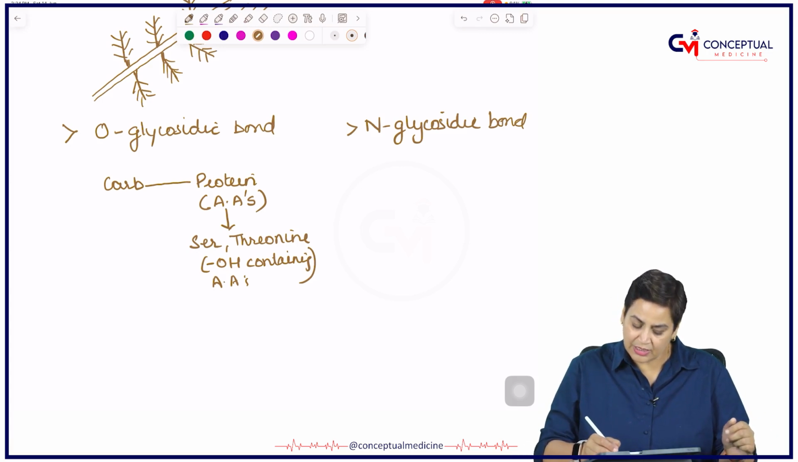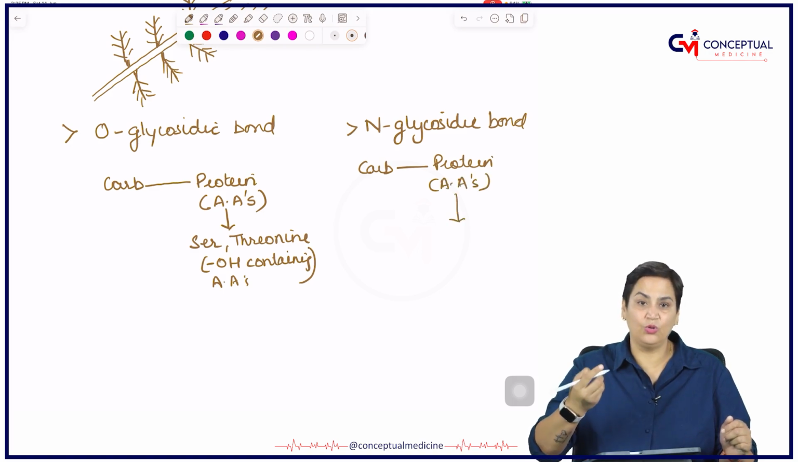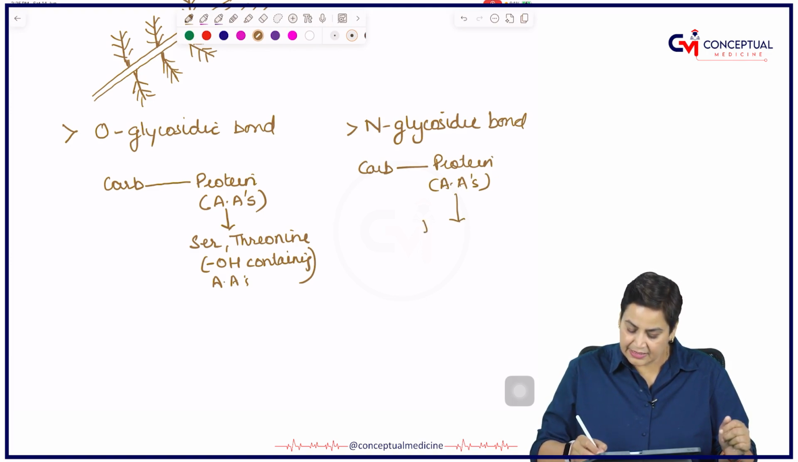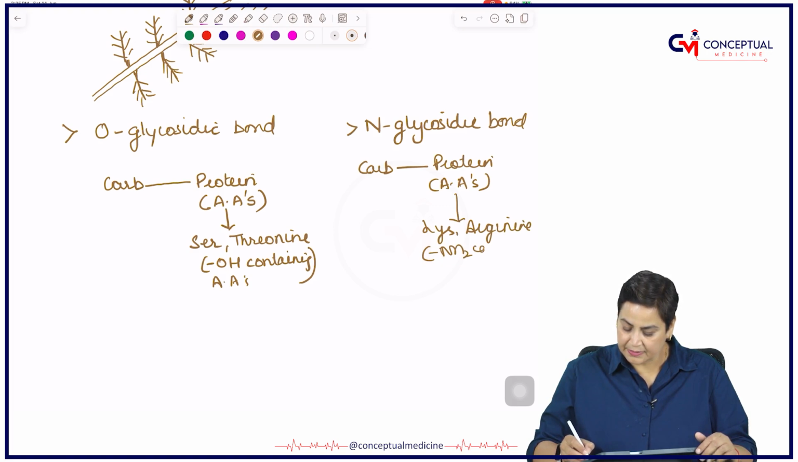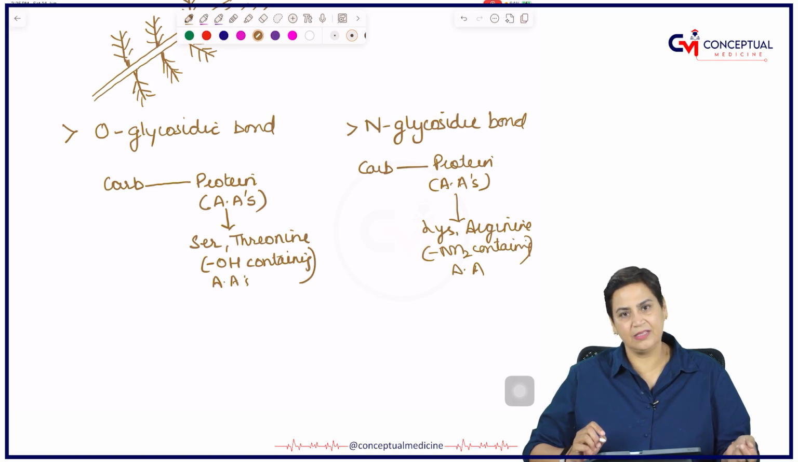If we talk about the N-glycosidic bond, obviously the carbs are attached to the protein, to amino acids which have an amino group in them, like lysine and arginine. So it is NH2 containing amino acids. So these are the oligosaccharides. Very important to remember: stachyose is there, raffinose is there. They will come under this category.